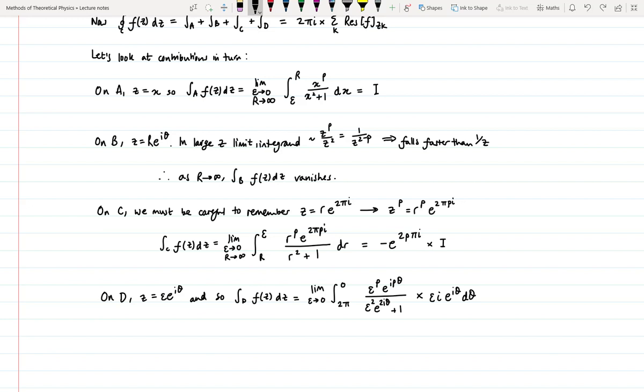As usual, we can set an upper bound to this quantity. This is the limit as epsilon tends to 0. I'm going to take out the factors of epsilon at the front. We have epsilon to the p plus 1, and then the integral from 0 to 2 pi of the absolute value of this.